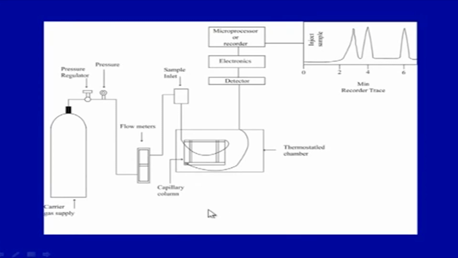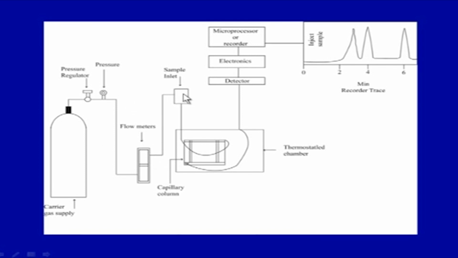Now, in this diagram on your screen, it is a schematic of a gas chromatograph, and it very nicely depicts the different components. Starting from here, this is the carrier gas supply in a tank or cylinder. The carrier gas is supplied from this tank, and as it goes through the tubing, there are pressure regulators, pressure meters, and flow meters which can regulate the flow.